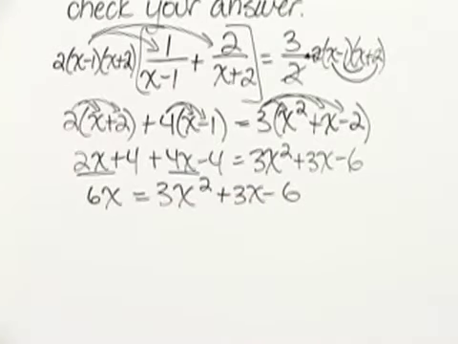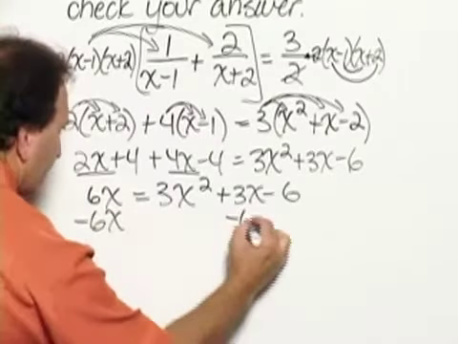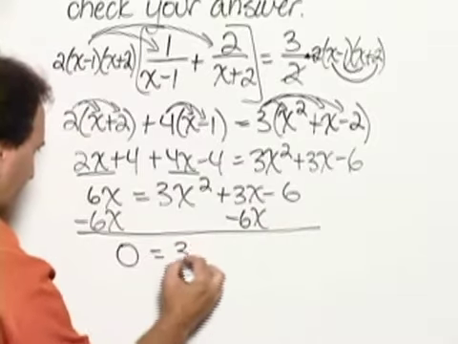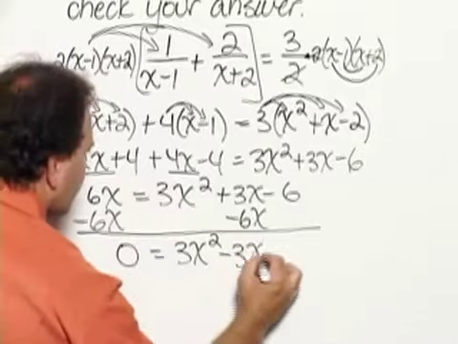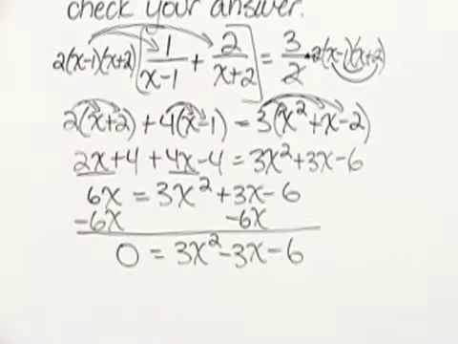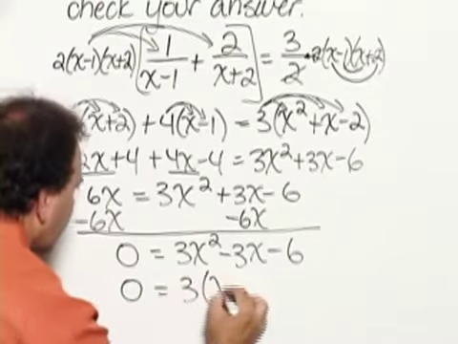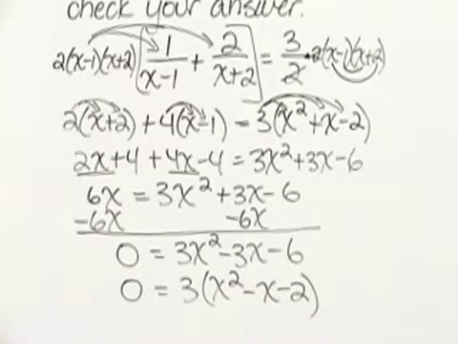We now subtract 6 from each side. That gives us 0 equals 3x squared minus 3x minus 6. Now on the right-hand side, we can factor out a 3. That gives us 0 equals 3 times x squared minus x minus 2.